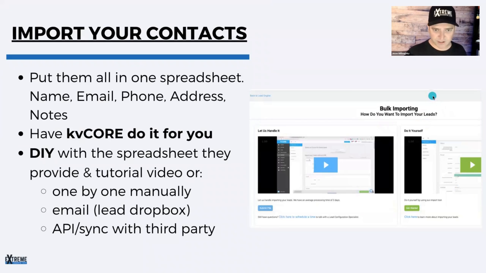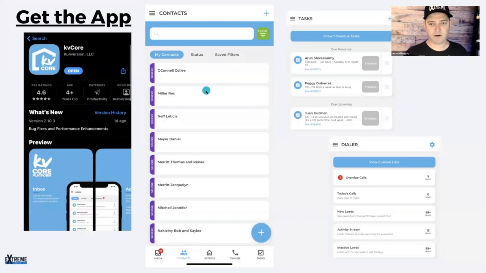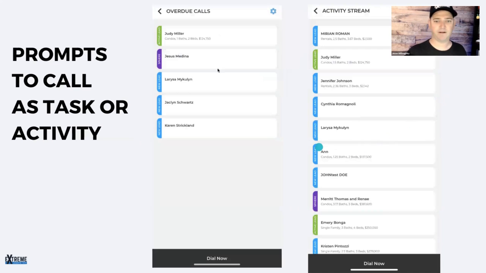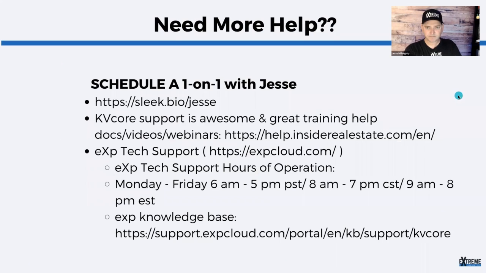Okay, so import your contacts. That's the first thing we talked about. Go to lead engine, click on bulk import and have kvCORE do it, or do it yourself. Download the app so you can stay in touch with people on the go. It gives you all the reminders, and you can snooze a reminder. You can see what people are the most active looking at properties. If you need more help, schedule a one-on-one with me.